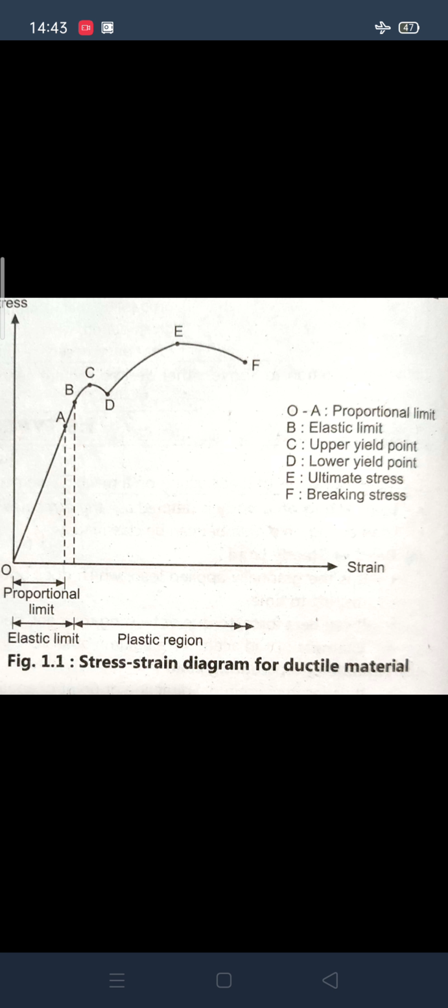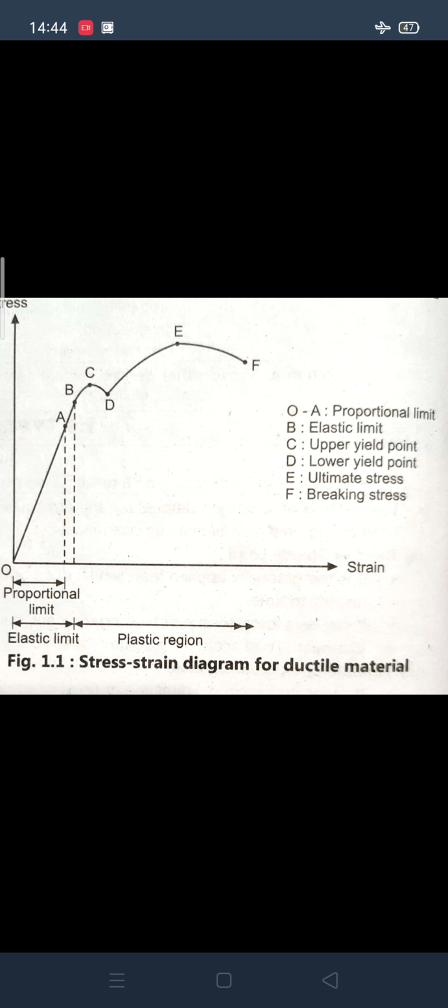Explain or draw stress strain diagram for ductile materials stating salient points. It was asked in summer 14, 15, 16, 17, 18 and winter 16, 17, so it may be asked again. So the figure shows the stress strain diagram, by plotting strain on x-axis and stress on y-axis.